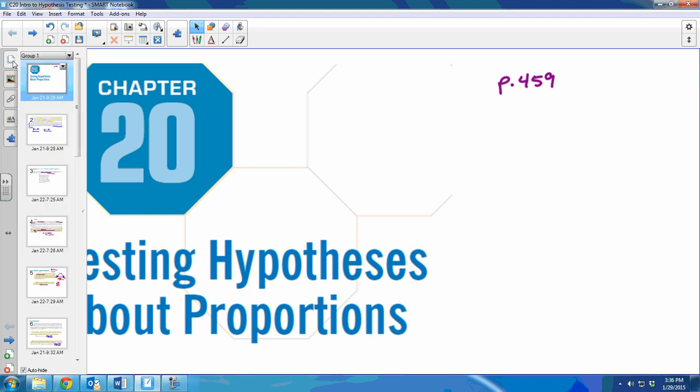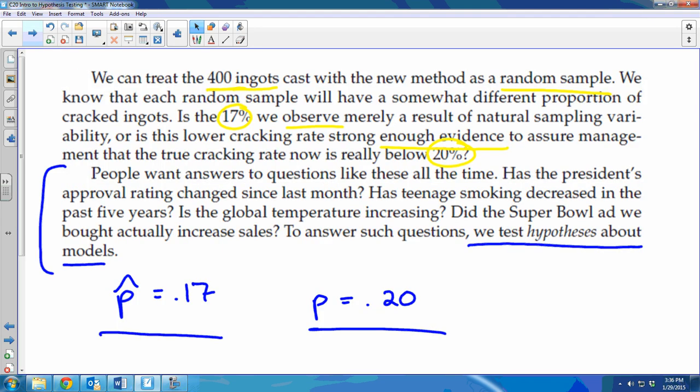All right, so yesterday we talked about this airplane example, these ingot metal pieces for airplanes. The management thought that it was a 20% cracking rate, and the sample of this new system was a 17% cracking rate, so we wanted to see if it had decreased.